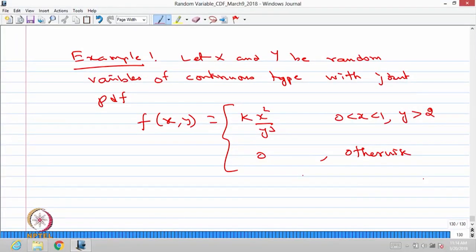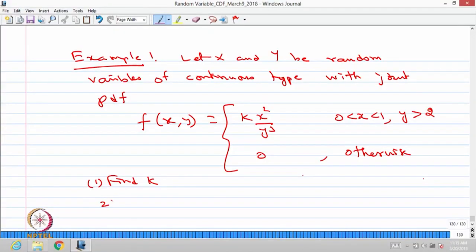Now, since I have taken a constant times x square by y cube, first you have to find out what k is, for which the given function of two variables is going to be a joint probability density function. After that, you have to find some more results. So, the first question is: find k, so that this is going to be a joint probability density function of a 2-dimensional random variable of continuous type. Second question, find the probability of x less than 1 by 2 and y greater than 6.